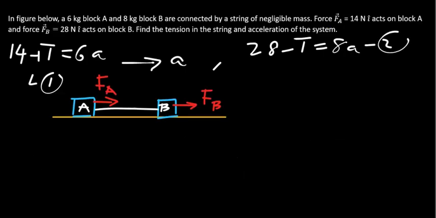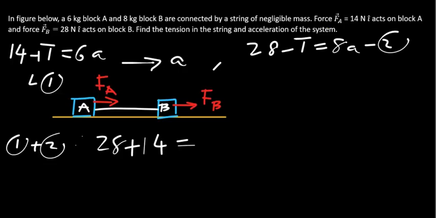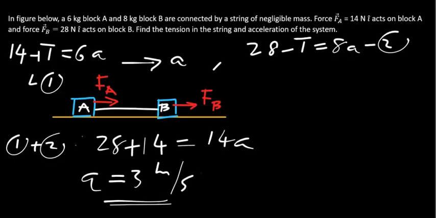There are two unknowns, T and a. Let's try to solve for them. When you take 1 and you add 2, the tension goes away. The left-hand side of 1 plus 2 is 28 plus 14. The right-hand side is 6a plus 8a, so that is 14a. So that means the acceleration is 3 meters per second squared.